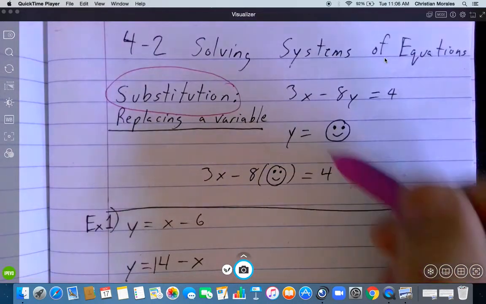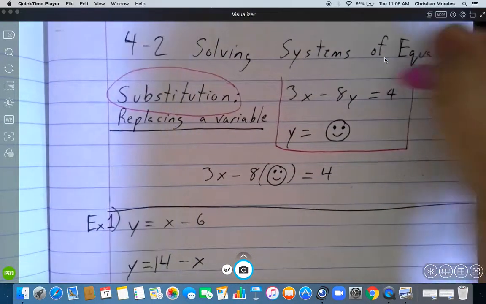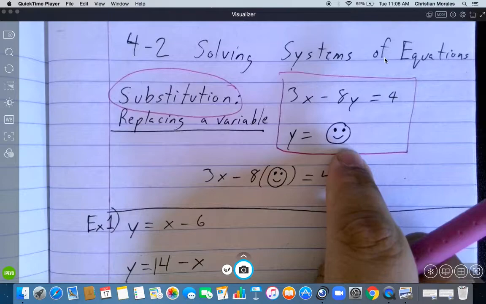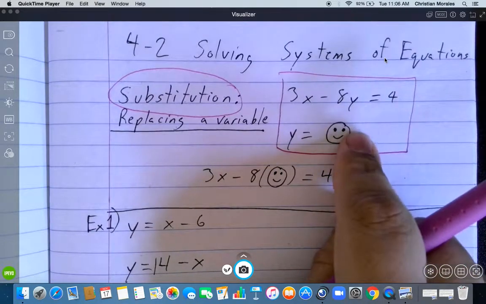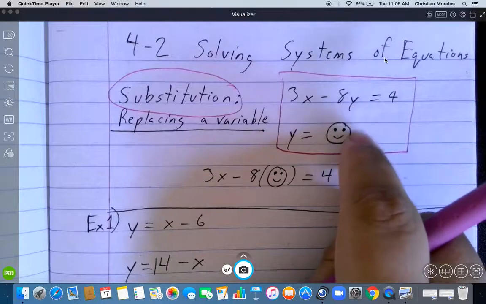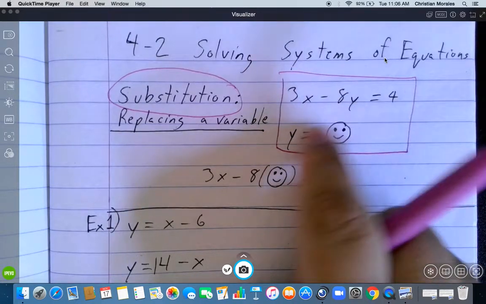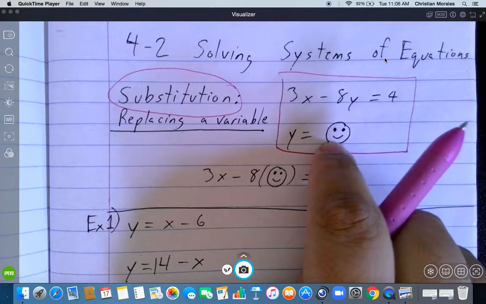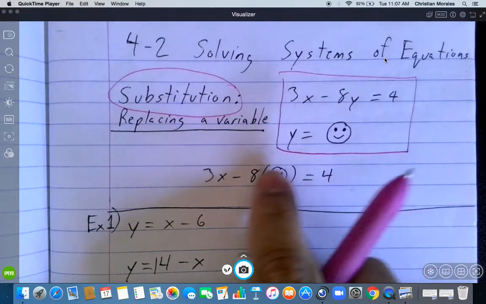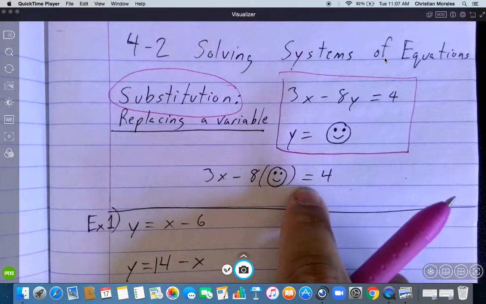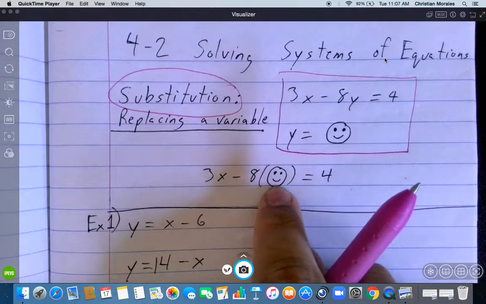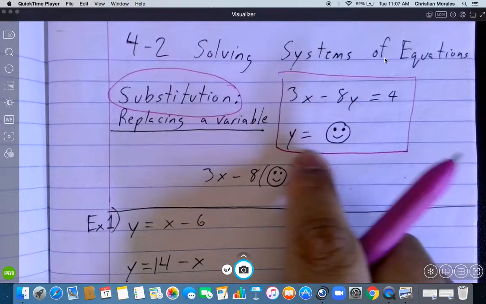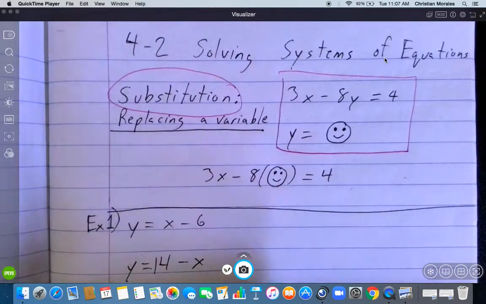So here's a little silly example. Let's say this is our system right here. So we have an equation, 3x minus 8y equals 4, and we have another equation, y equals happy face. Okay, so instead of solving both equations at different times, we can combine them by replacing what they have in common, in this case, the y. So since the y is equal to happy face, what I can do then is take the first equation, 3x minus 8y equals 4, but now the y is replaced with the happy face. And it's the same equation because y and happy face are equal. They're the same thing. So when you plug it in, you haven't really changed anything.